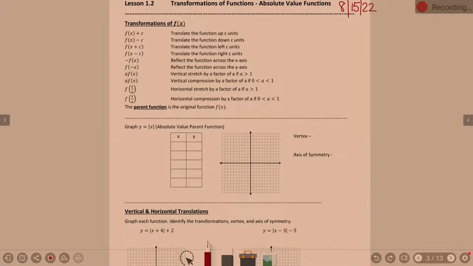So lesson 1.2 is transformations of functions. These are transformations you would have seen at other times, okay? They're not going to be brand new by any means, but we're going to look at how they happen in the equation. So we're going to look at what adding or subtracting a number in an equation will then do to the graph.